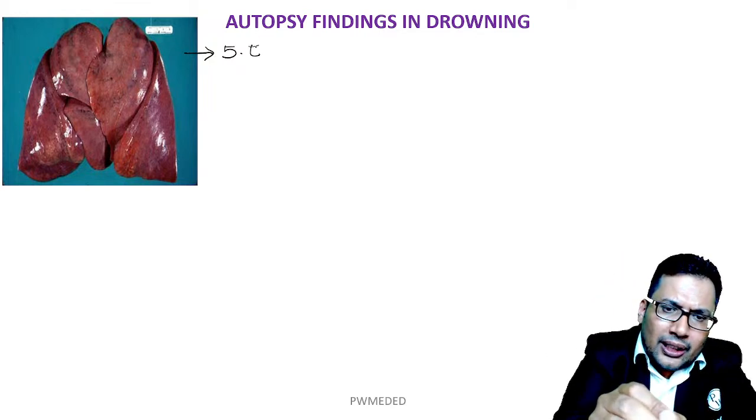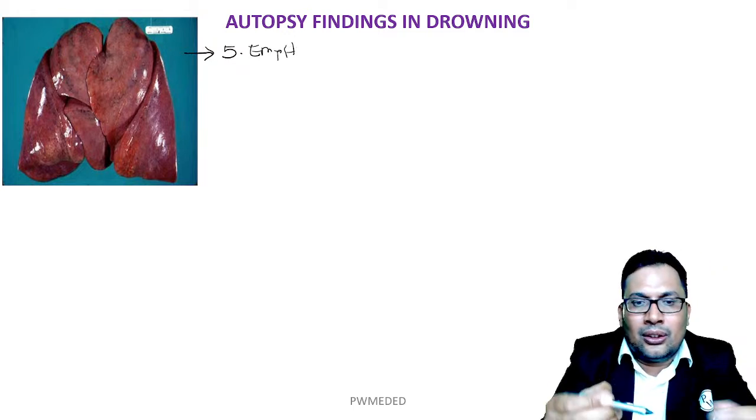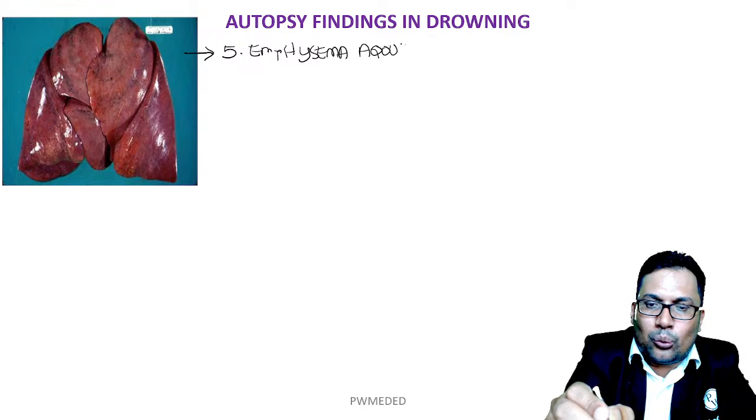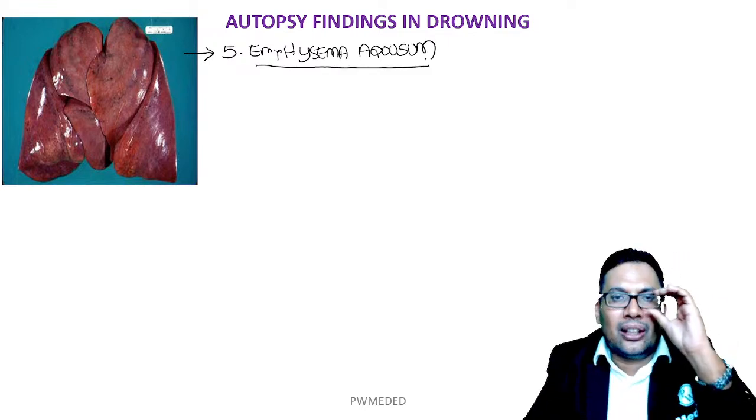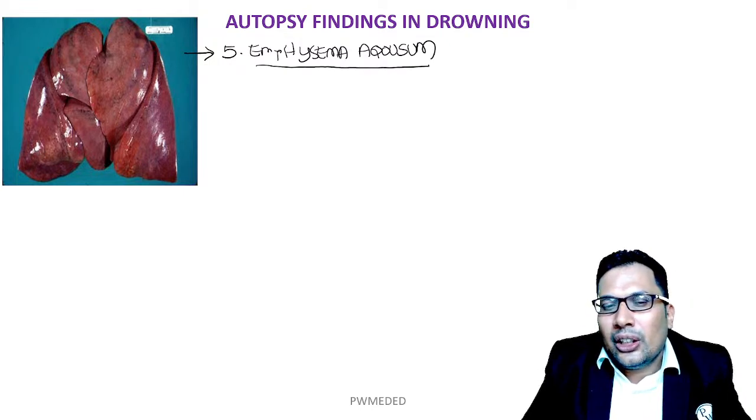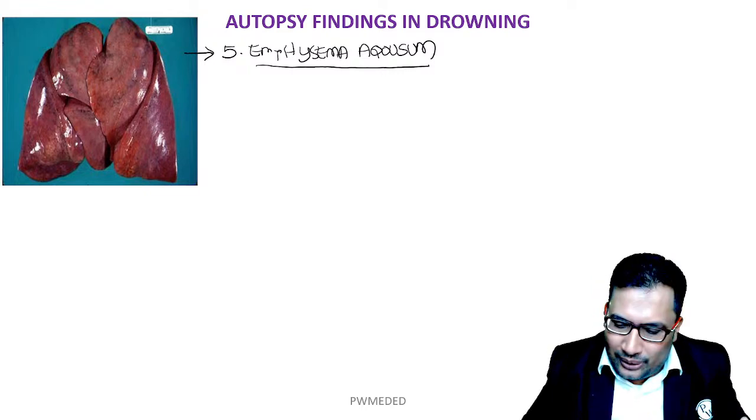Come on, beta. Emphysema aquosum. It is known as emphysema aquosum. It is a feature of conscious drowning. So this can be asked in the upcoming exam. What is the feature of conscious drowning? Your answer should be emphysema aquosum.